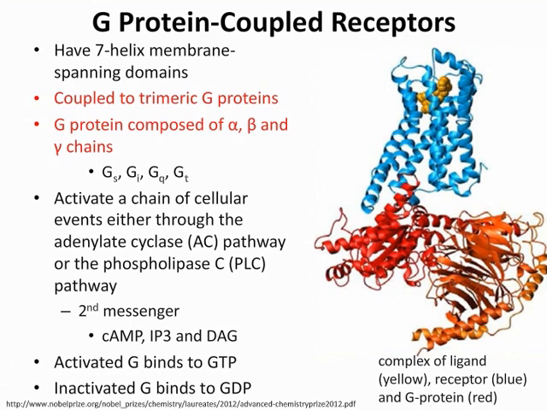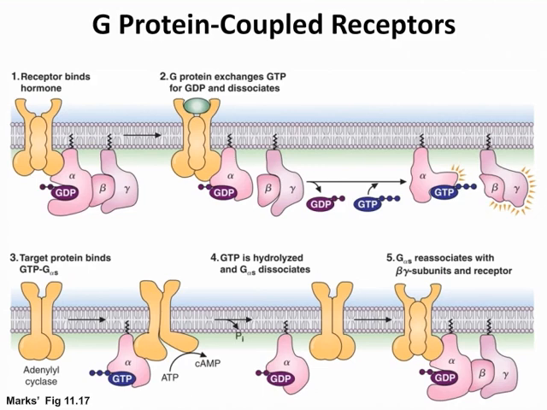So remember, this is just activating a chain of cellular events through either the adenylate cyclase pathway or the phospholipase C pathway. So this acts through a secondary messenger, which can be cyclic AMP, IP3, or DAG. An activated G protein binds to GTP, and an inactivated G protein binds to GDP. So this is how G protein-coupled receptors work.